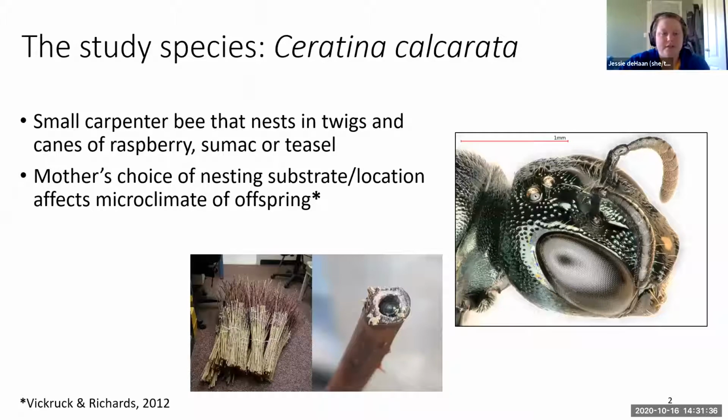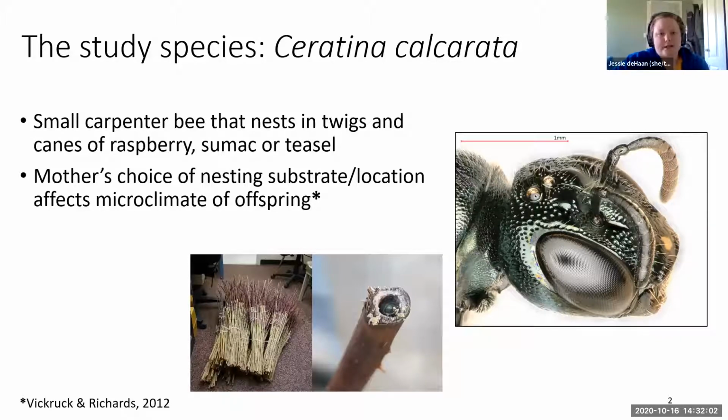So we've heard a little bit about Ceratina already today, but just as an overview, I'm studying C. calcarata, which is a native bee to eastern North America. It's a small carpenter bee that nests in twigs and canes of raspberry, rose, sumac, and teasel. Its choice of nesting substrate makes it incredibly easy to experimentally manipulate and observe.